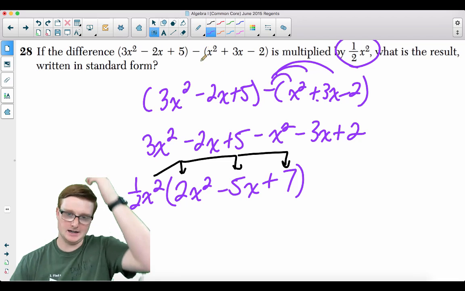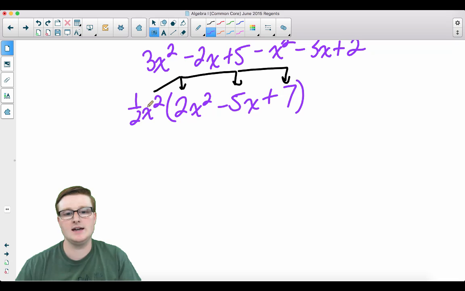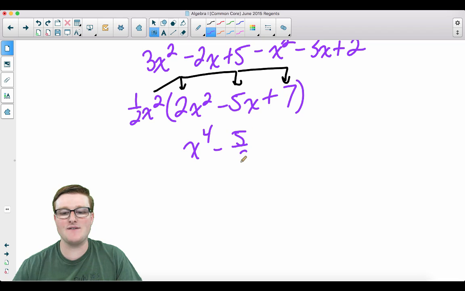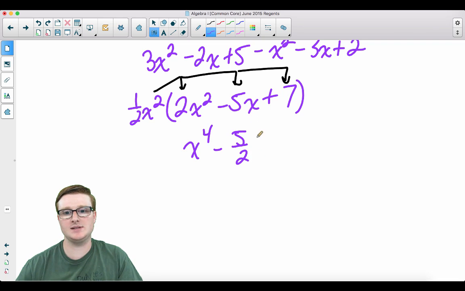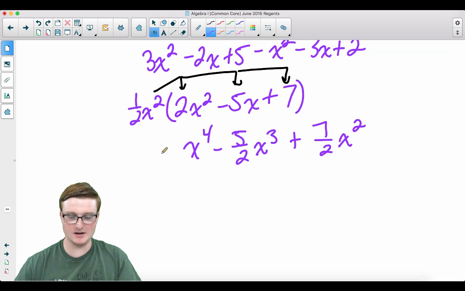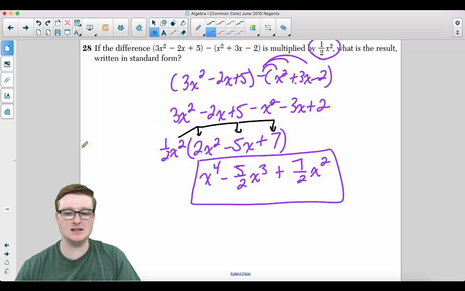So what we get here is, well, 1/2 times 2 is just 1. X squared times x squared is x to the 4th. 1/2 times negative 5 is negative 5/2. X squared times x is x to the 3rd. Plus 7 times 1/2 is 7/2 with an x squared carrying along for the ride. And that, ladies and gentlemen, is your answer.